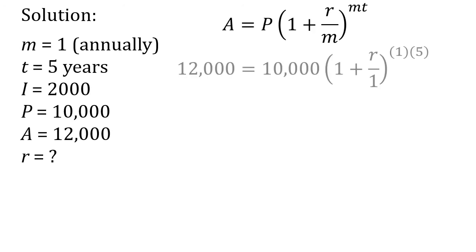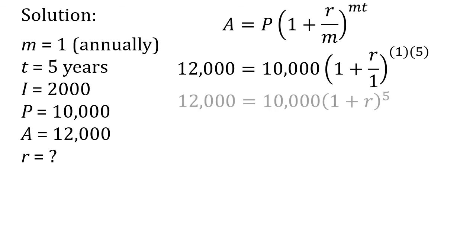So still we will be using the same formula, substituting the values of M, T, and A. Now we have 12,000 equals 10,000 times (1 plus r over 1) raised to 1 times 5. So divide both sides of the equation by 10,000. Now we're going to have 1.2 equals (1 plus r) raised to 5. 1 times 5 is 5, and r over 1 is r.